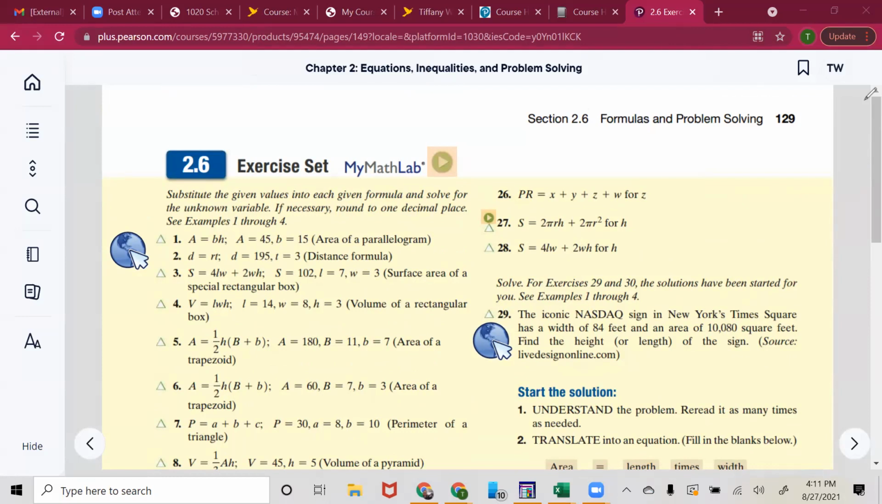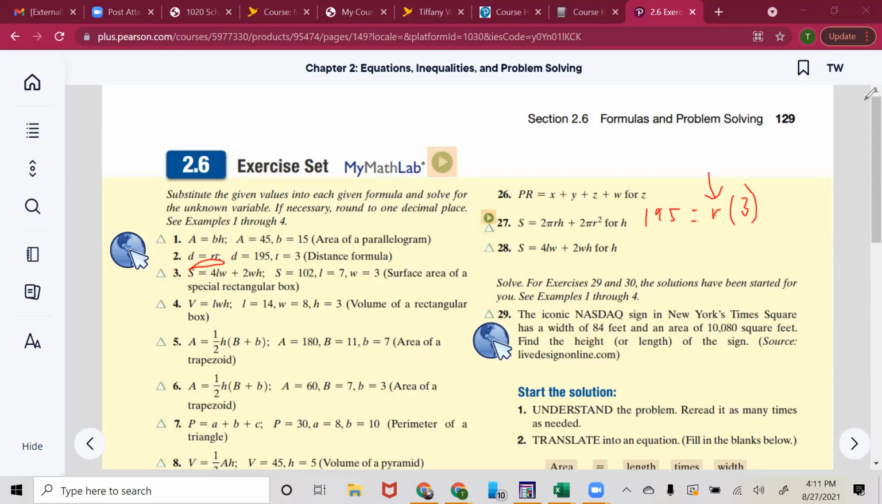So I'm going to plug in what I know. We've done this. We just haven't called it a formula, but we've done this. So my D is going to be 195 equals my R, I'm not sure what it is, and my T is 3. Now I'm asked to figure out what R is. So notice this is R times 3. To undo multiplication, we can divide. So I'm going to divide both sides by 3.